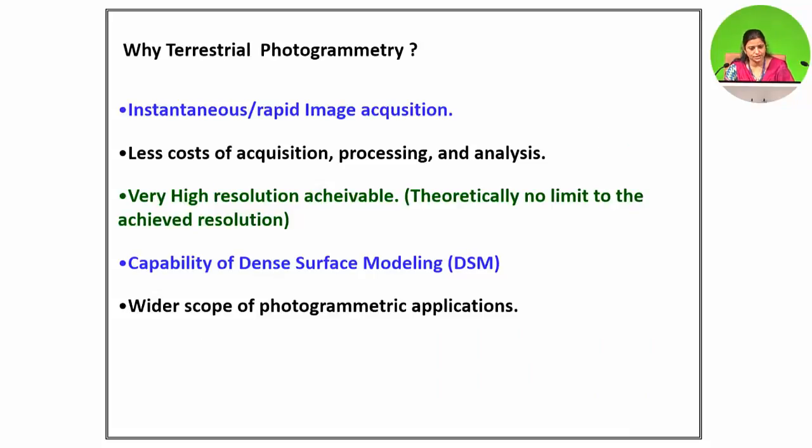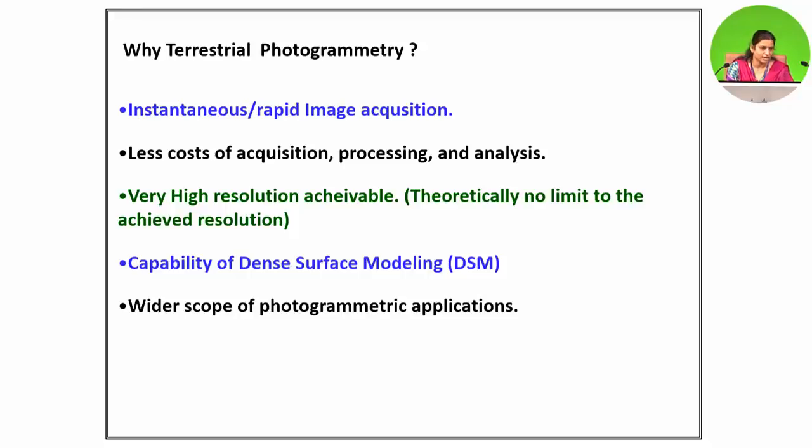What are the advantages of terrestrial photogrammetry? First of all, instantaneous image acquisition can be carried out. The cost of image acquisition is very low. The processing and analysis cost is also low. Theoretically, there is no limit to the achievable resolution.